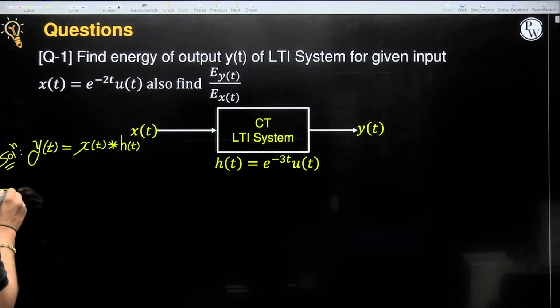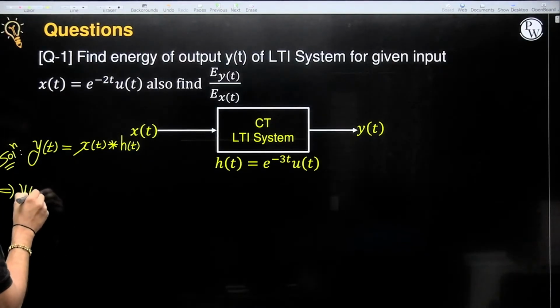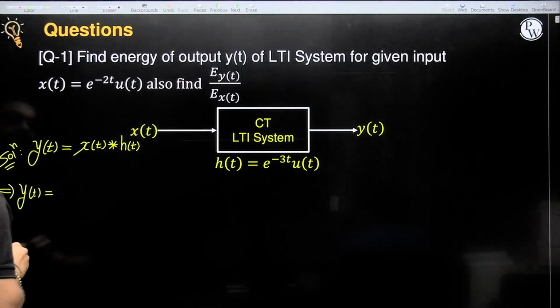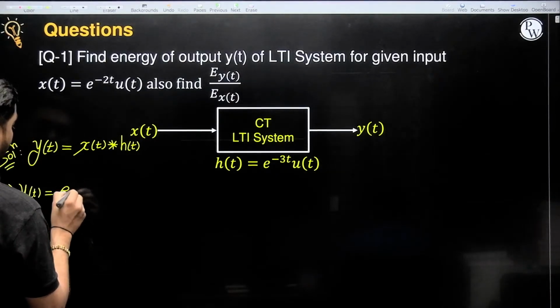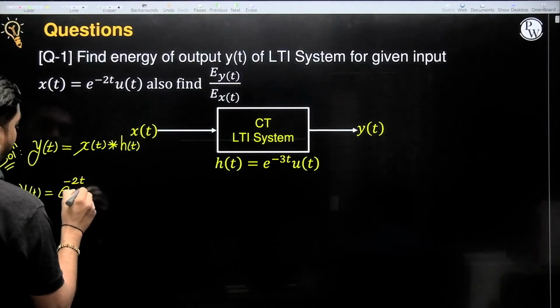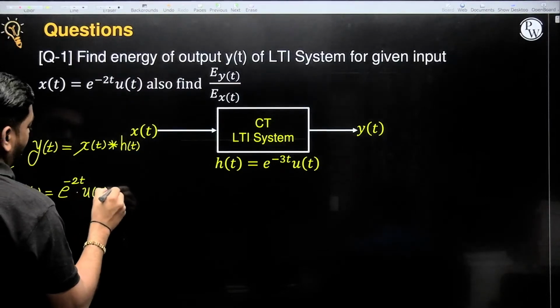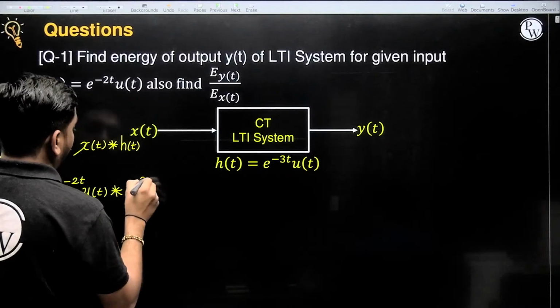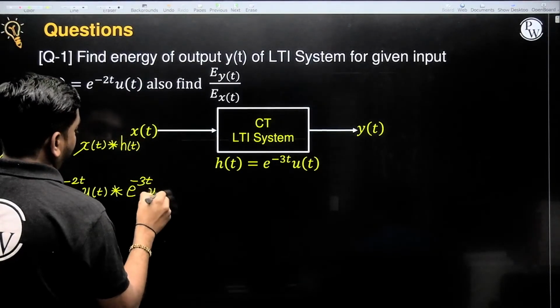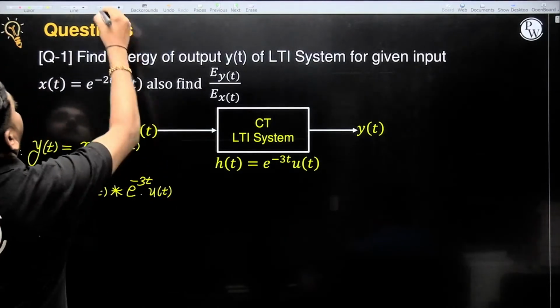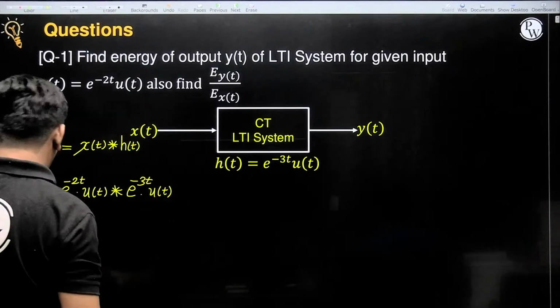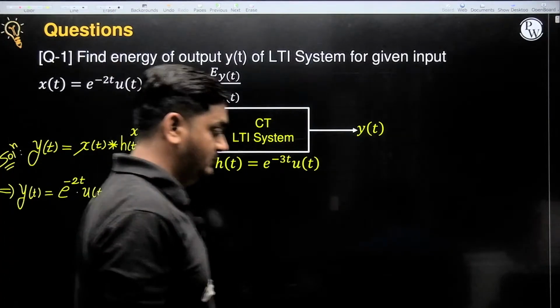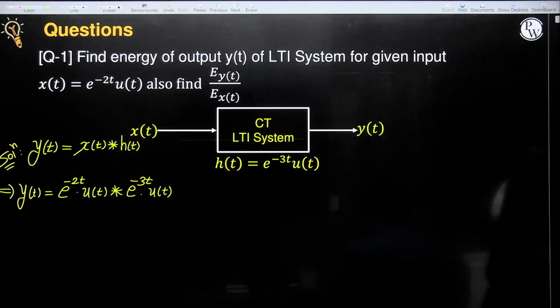So here, y of t, x of t equal to e to the power minus 2t u of t, convolution with h of t, which is equal to e to the power minus 3t into u of t. Okay, now tell me the answer. Find the y of t.